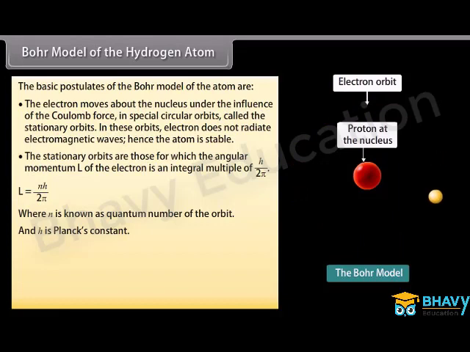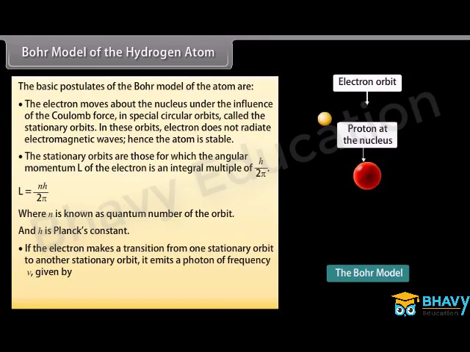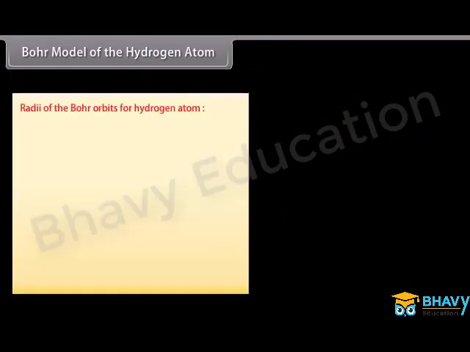and h is Planck's constant. If the electron makes a transition from one stationary orbit to another stationary orbit, it emits a photon of frequency nu, given by E_i minus E_f upon h. Radii of the Bohr orbits of hydrogen atom.